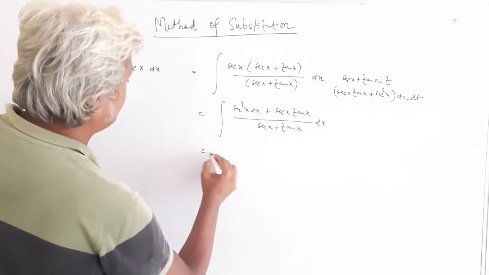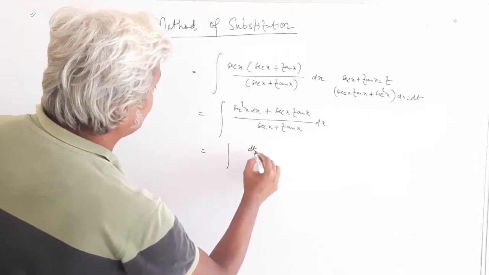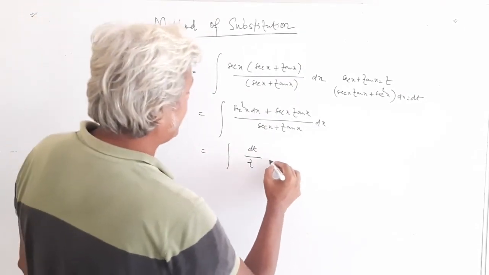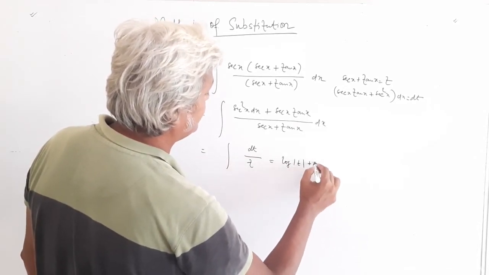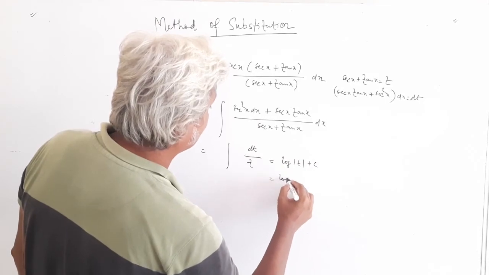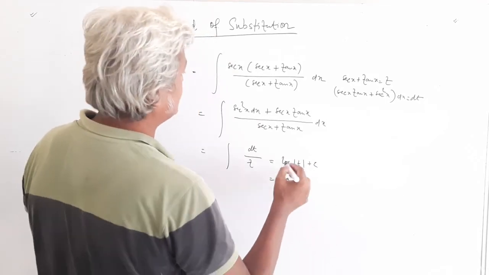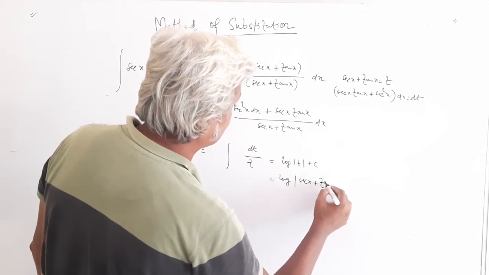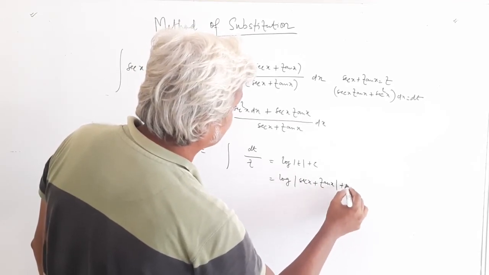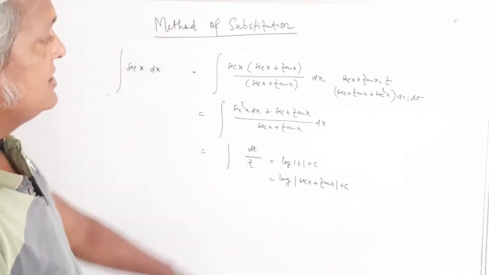So the numerator becomes dt and the denominator becomes t, and its integration is log mod t plus c. Now put the value of t back into the expression. So this becomes log mod sec x plus tan x plus c. So this is your answer.